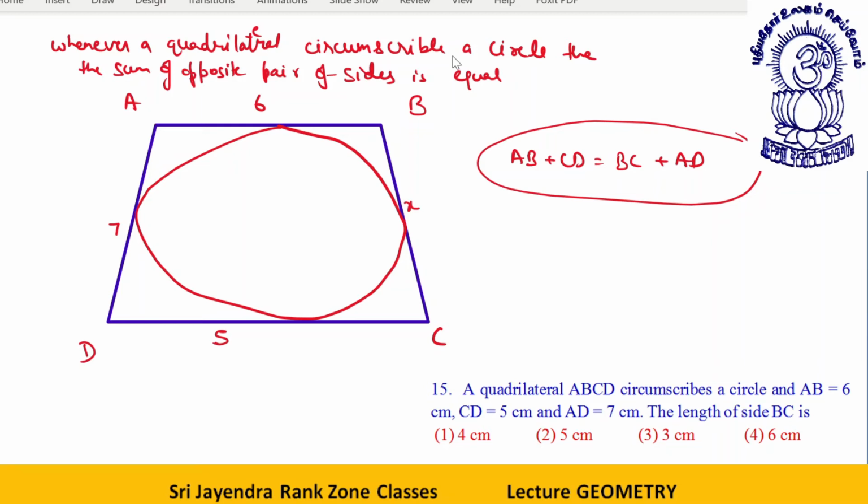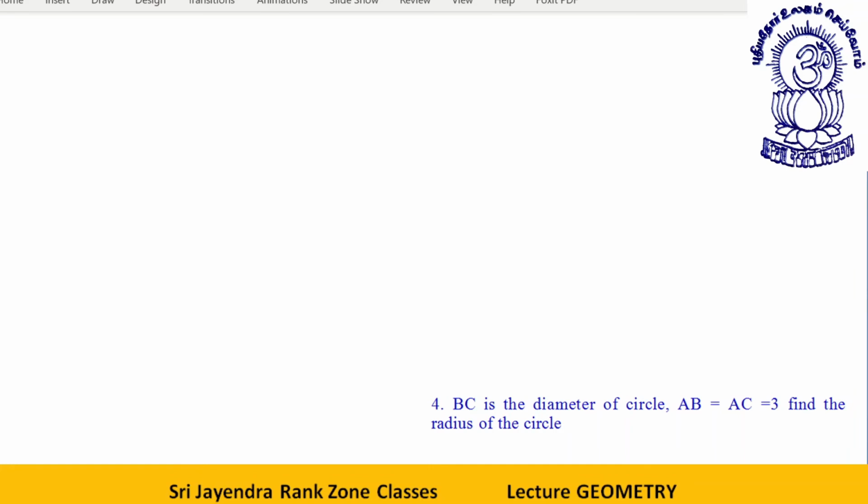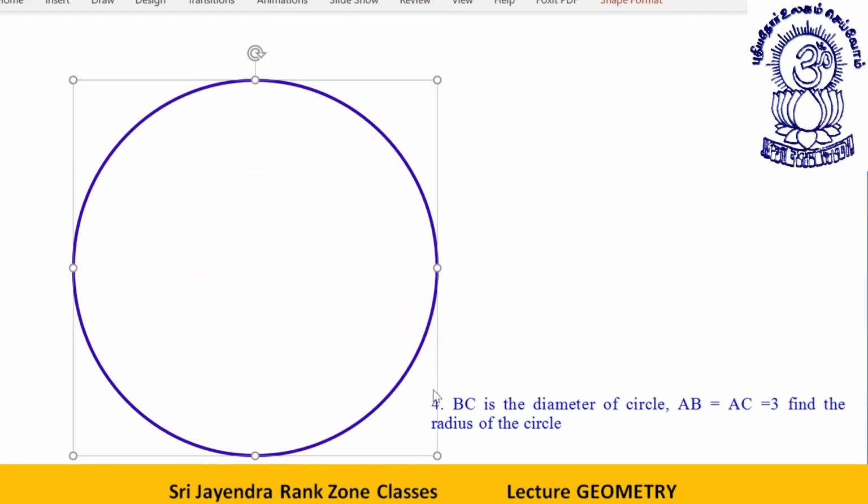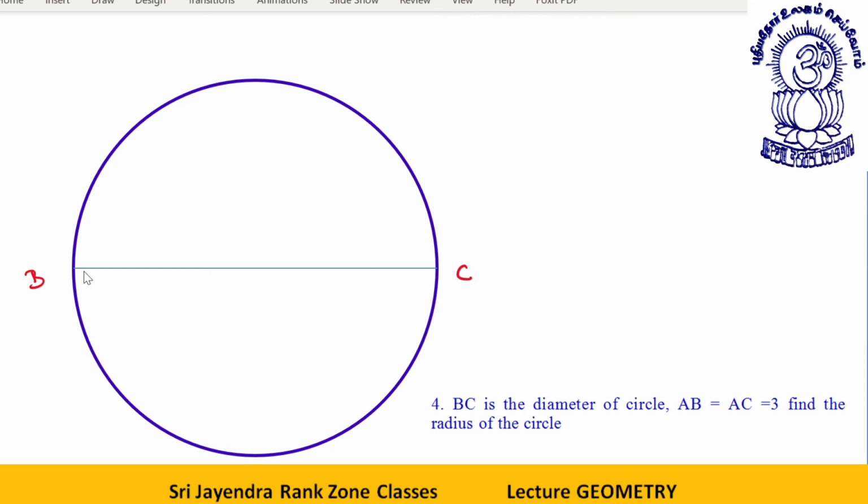Let's take the next one. BC is the diameter of a circle. AB is equal to AC is equal to 3. Find the radius of the circle. Very, very easy. Look, I take a circle and then I will draw a diameter. This is the diameter. Now BC is the diameter and AB is equal to AC.